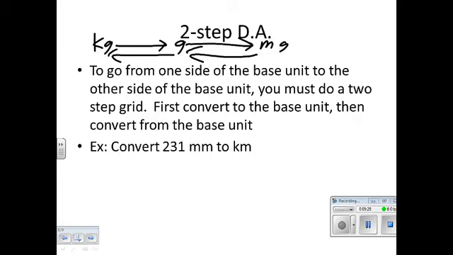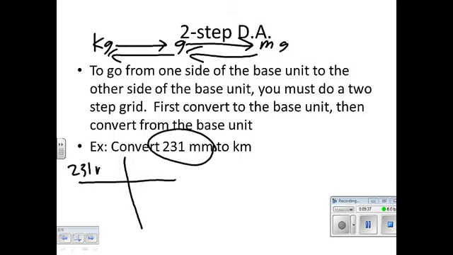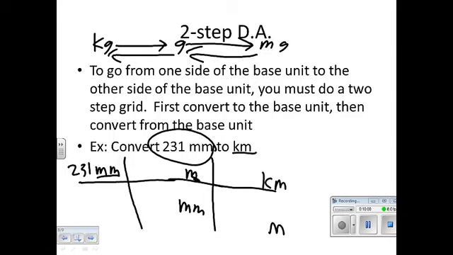So in our example, we're converting from 231 millimeters to kilometers. It still works the same way. Your given goes in the top left, 231 millimeters. You have millimeters in the top left, so you've got to have millimeters in the bottom right. And we know we're going from one side of our base unit to the other side of our base unit, so we're going to go from millimeters to meters first. And we're going to draw another grid. Now we have meters in the top left, so we've got to have meters in the bottom right. And our desired unit is kilometers.